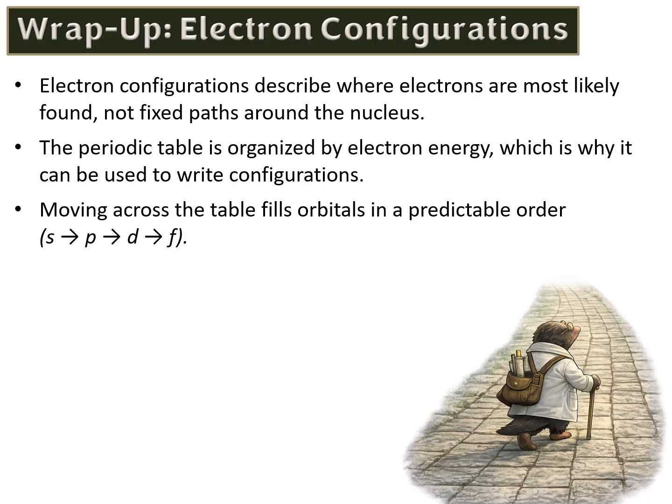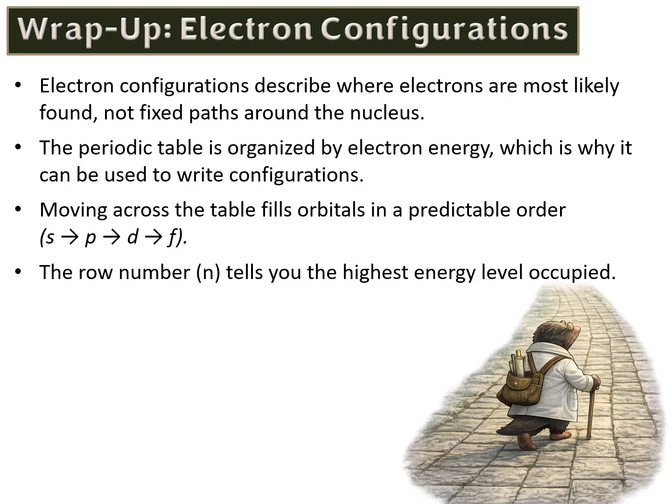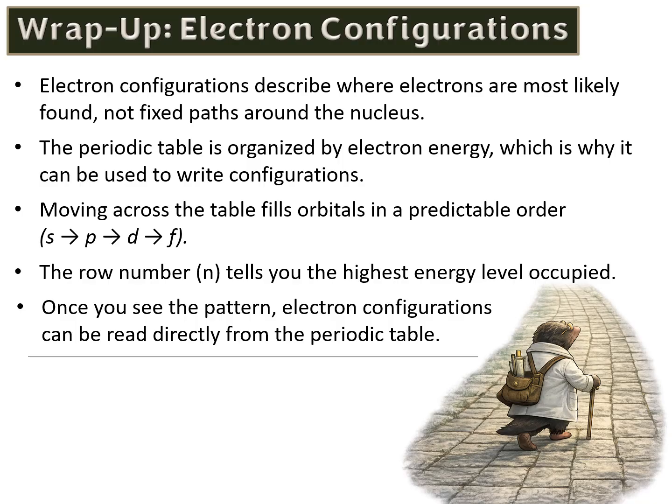So remember, we have groups 1 and 2 and helium are S. Groups 13 through 18 are P. And then groups 3 through 12, I'm trying to do this in my head, are the transition metals, which are going to be the D block, and then the inner transition metals are the F block. The row number corresponds to the highest energy level that is occupied. We actually saw that with the Bohr model in Unit 1.